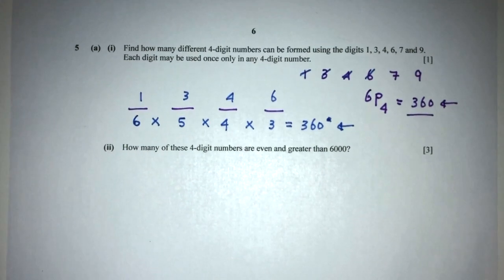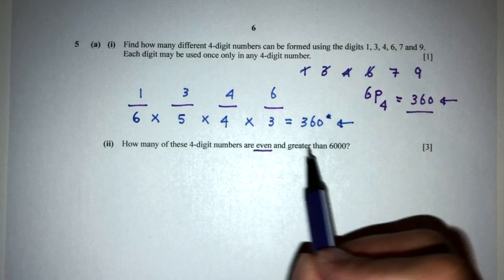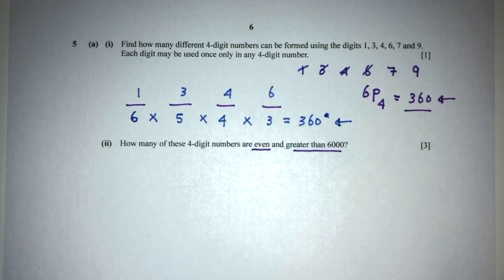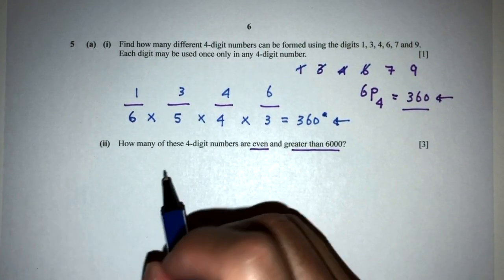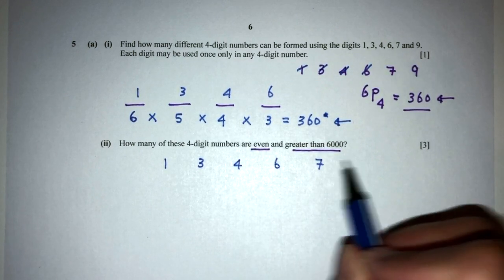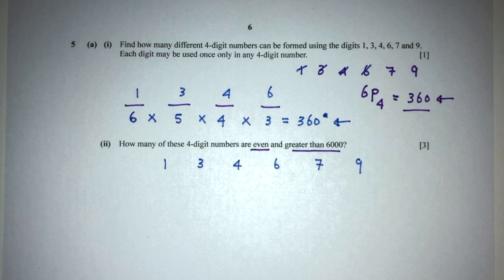Now for part 2, how many of these 4-digit numbers are even and bigger than 6,000? Now, as you can see, we have 2 conditions to satisfy. So in that case, we have to look at case by case. So we have the numbers 1, 3, 4, 6, 7, 9. Now, these questions, I think we have done this many times in the past. So I expect you guys to know how to do this already. So if you don't, then you guys have to do this many times to understand how to do this.